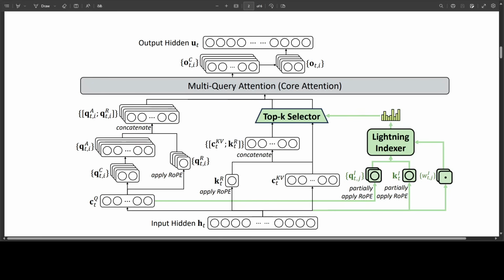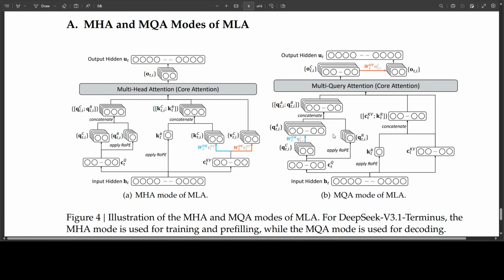In MQA, or multi-query attention, these attention heads sort of share a singular KV cache, and that is where this one is also using the Lightning Indexer. So I hope that makes sense. If not, you can check through their paper, which is very, very finely written, and they have described everything there.